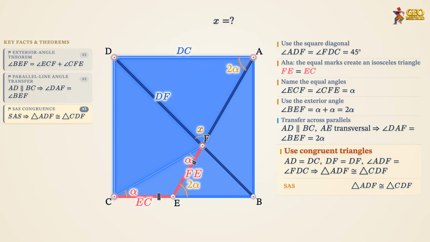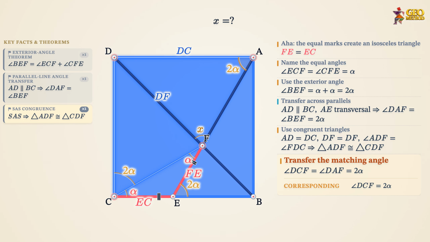Triangles ADF and CDF have segment AD equal to segment DC, share segment DF, and have equal included 45-degree angles. They are congruent by side angle side. Corresponding angles in the congruent triangles give angle DCF equal to angle DAF. So the graph marks angle DCF as 2 alpha.